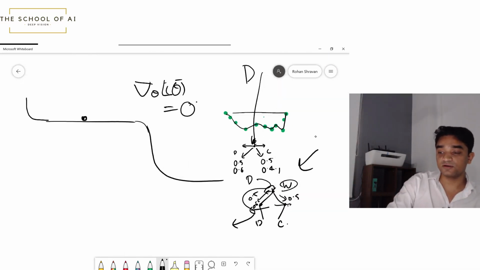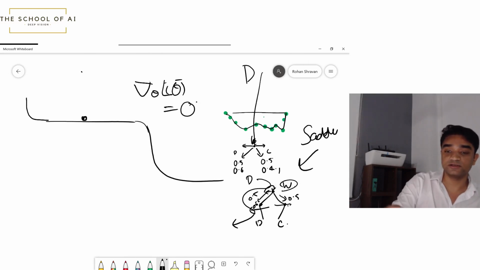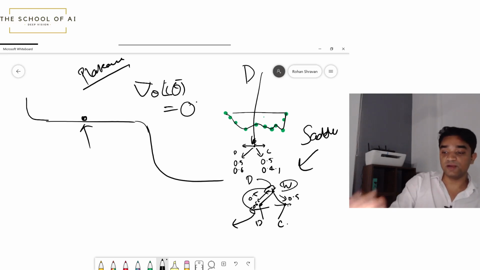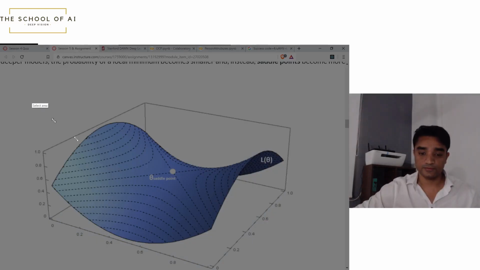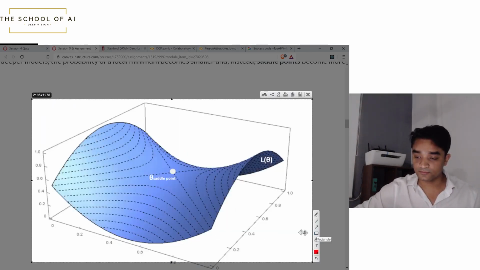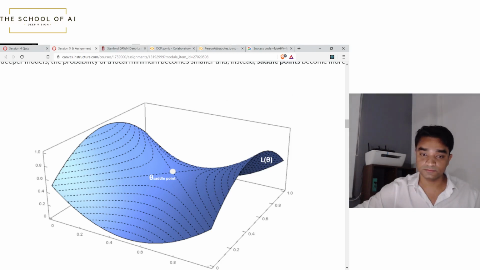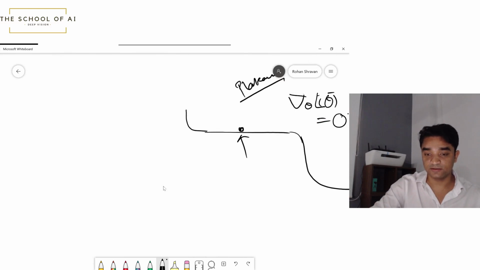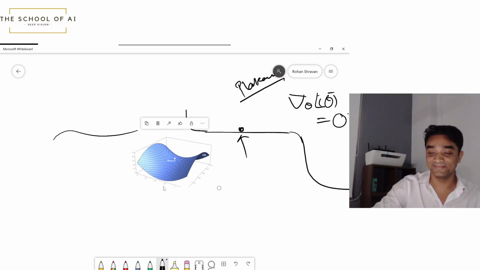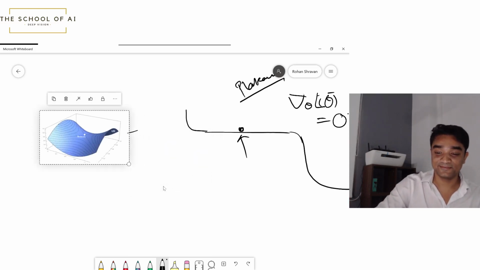Another problem: this is called a saddle, and this is called a plateau. In a plateau, the gradient does not exist, in both the scenarios. In the saddle scenario, I can't draw a saddle, but let's say, yeah, I can draw a saddle. Okay, let me draw the saddle.